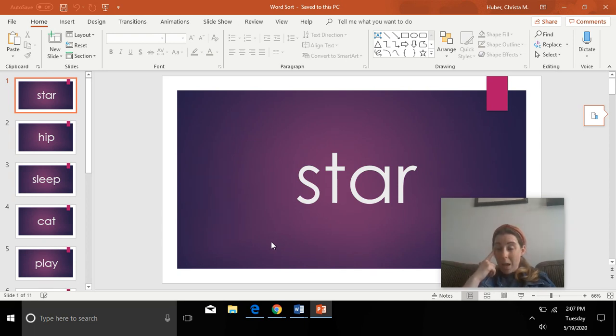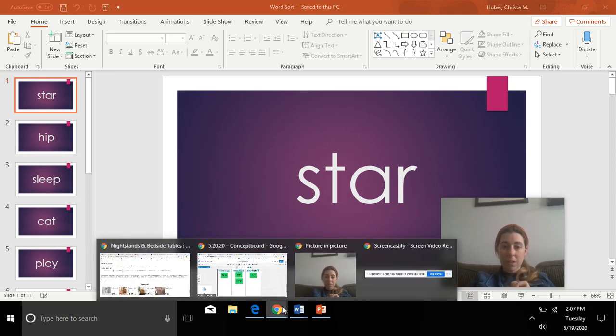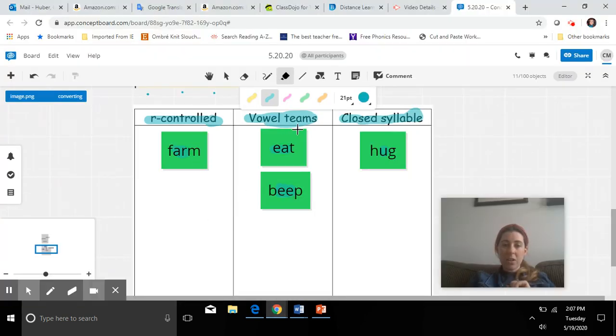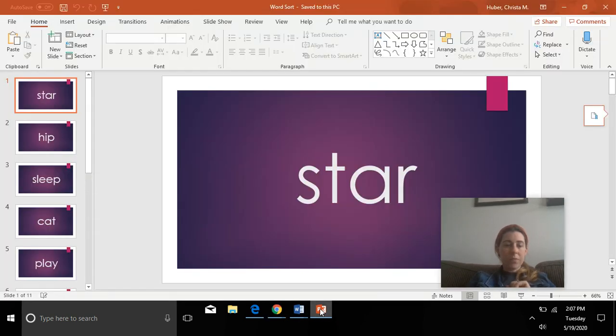Do you notice a pattern that we've practiced? Is there a vowel team? Is it a closed syllable word? Or is it an R-controlled vowel? Look at it and then write it. Write it in the correct column. Okay? Let's try, here we go.